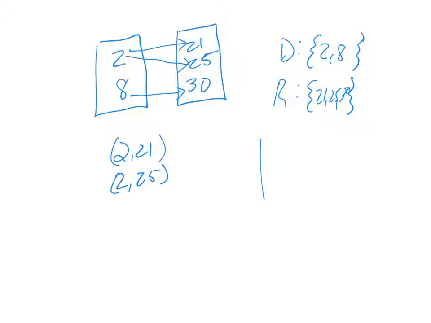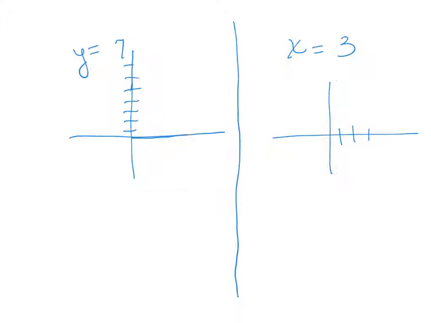Let's look. If I plot 2 over and 21, it's going to be way up here. And if I plot 25, it's going to be right above it, right? So this would fail the vertical line test. So it's not a function. So pretty much any time they repeat it. We're going to graph each of these. What does the line y equals 7 look like? What kind of line is that? Anybody know?